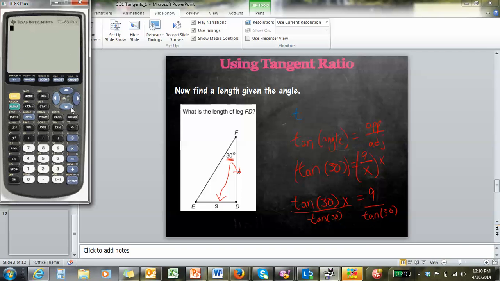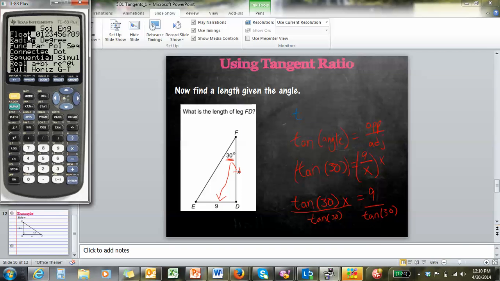The first thing that you want to make sure on your calculator is you want to go to mode, and you don't want to be in radians. You want to be in degrees. So you go to mode, and then you go down to where it says degree, and you hit enter, okay? And then you can just hit clear to go back.